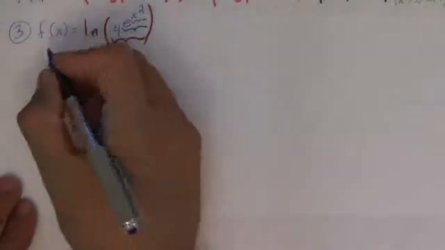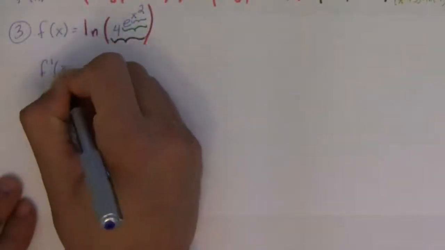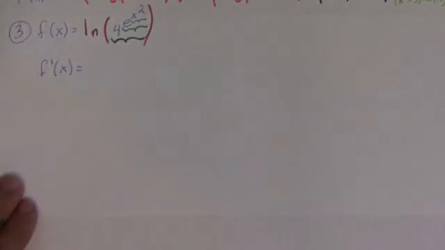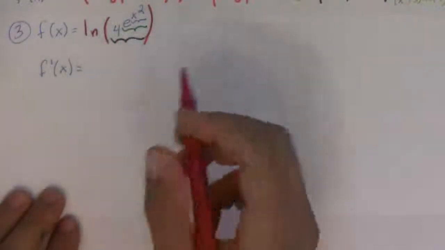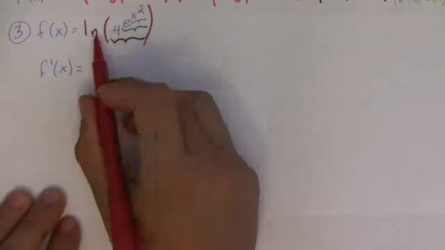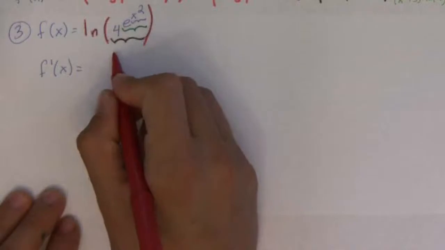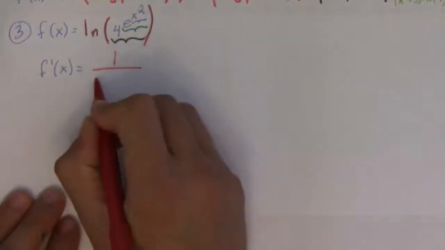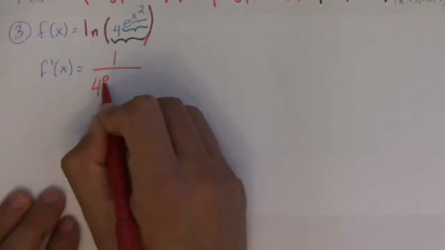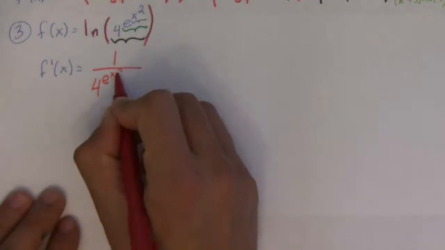Okay, so this one actually isn't that bad. So let's work through it how we usually do it. The derivative of the natural log, remember, is 1 over x. And so here the derivative of natural log of all this stuff is just going to be 1 over all of that stuff.